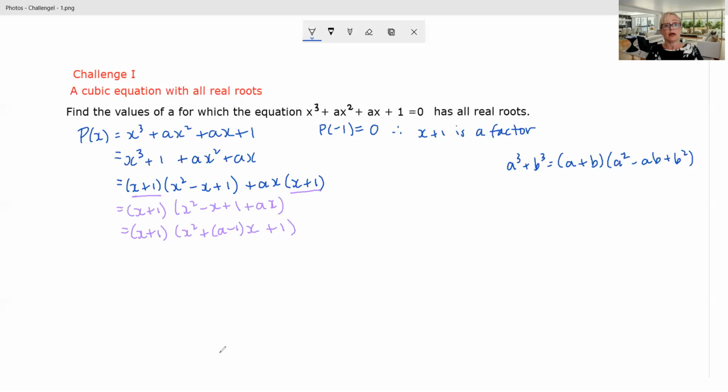Okay, it's pretty obvious that that will give you a root of x equals negative 1, and negative 1 of course is a real number. So that's perfectly fine. That's never in danger of causing us an issue. However, what we need to now look at is this quadratic component, and we need to make sure that we find the a values for which the roots of that will be real.